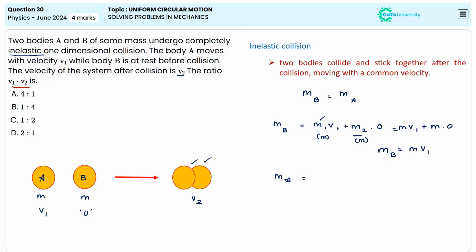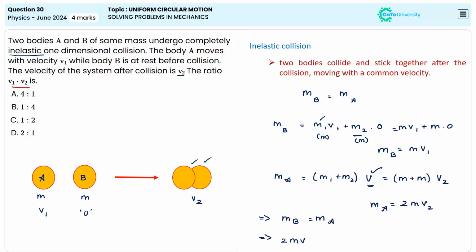The momentum after collision is equal to m1 plus m2 times v. Since we have the same mass, we can write m plus m, and the v here represents the final velocity, given as v2 in the question. So the momentum after collision will be equal to 2mv. We said already that the momentum before collision will be equal to the momentum after collision. From that we can write 2m v2 will be equal to m v1.